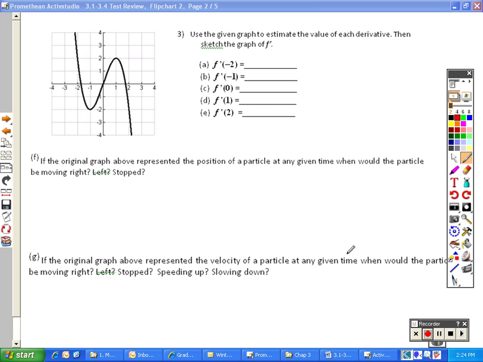Okay, let's look at number 3. It's going to be quite a weighty question. The first part, A, B, C, D, and E, we're asked to estimate the value of each derivative and then sketch the graph of the derivative of this function, if this is f of x.